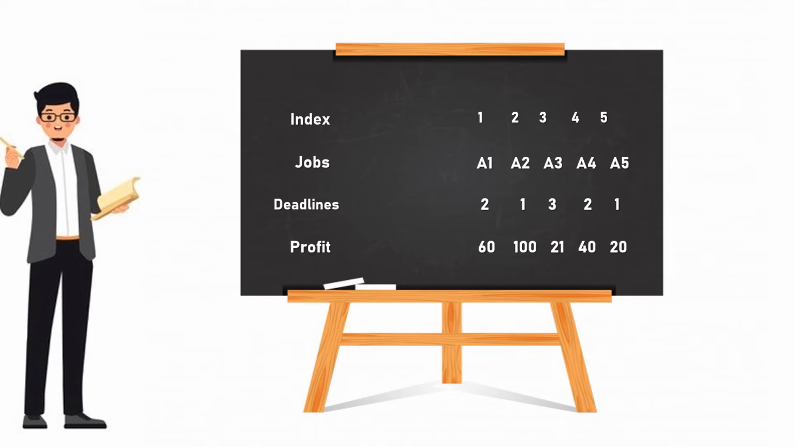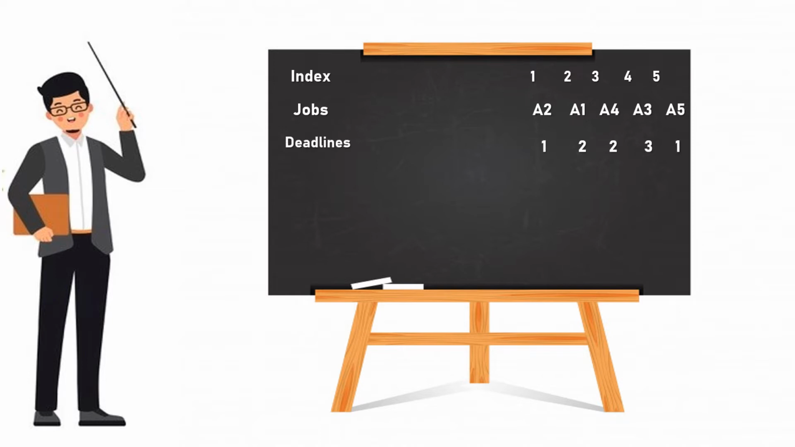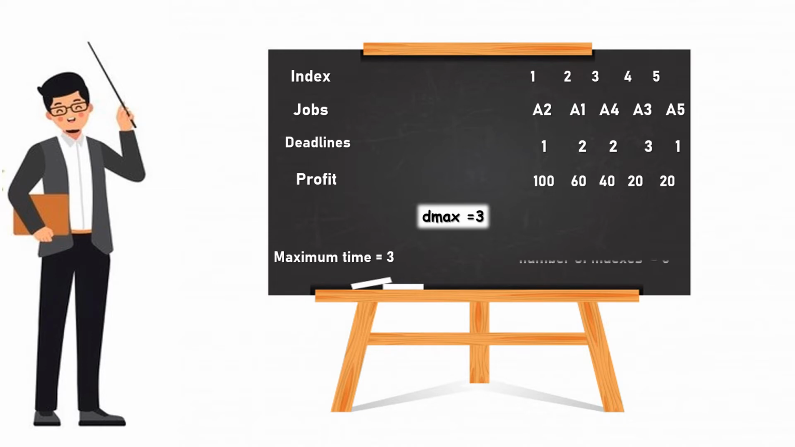As per the example, initially we have to sort the jobs. Here, according to the profit values, let's assign the jobs. So here it comes as index 1 2 3 4 5, jobs A2 A1 A4 A3 A5, deadlines 1 2 2 3 1, profit 100 60 40 20 20. Here Dmax equals 3, Dmax referred to as the maximum deadline. So the maximum time is 3 to complete the jobs and the number of indexes is 5.